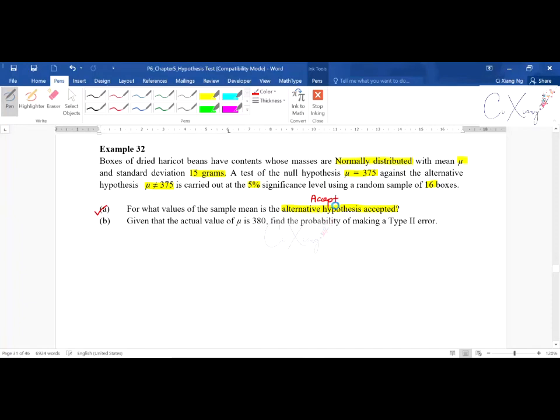When you write this out, it means that you accept the alternative hypothesis, which means that you reject the null hypothesis. It means they are asking what value of the sample mean it is. So that means when will you accept the null hypothesis, or when will you reject the null hypothesis? It means that they want you to find the rejection region.